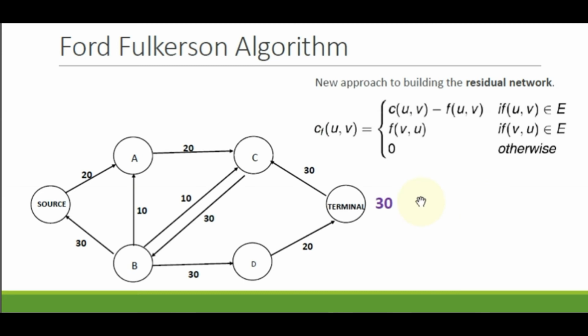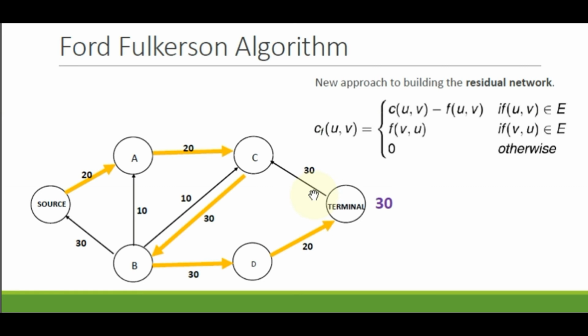As you may have noticed, this is where we got stuck earlier because there was no directed path from source to terminal. But the Ford-Fulkerson algorithm avoids this, and instead we can use the backward path from C to B to complete the path. So this is what our new augmented path would look like.